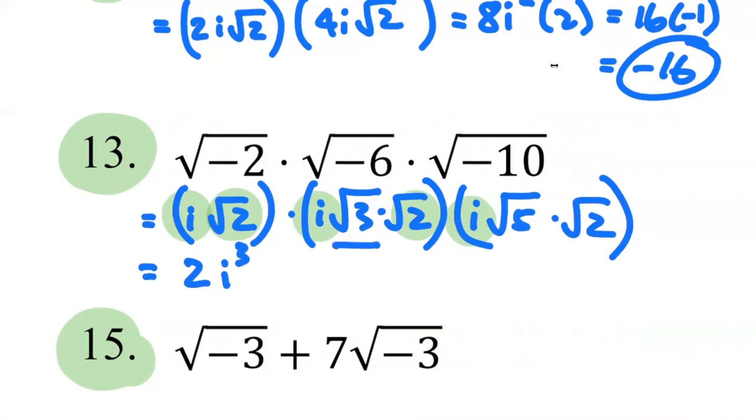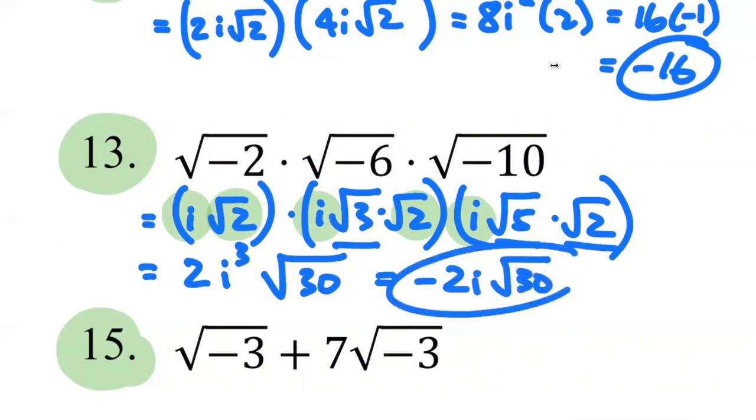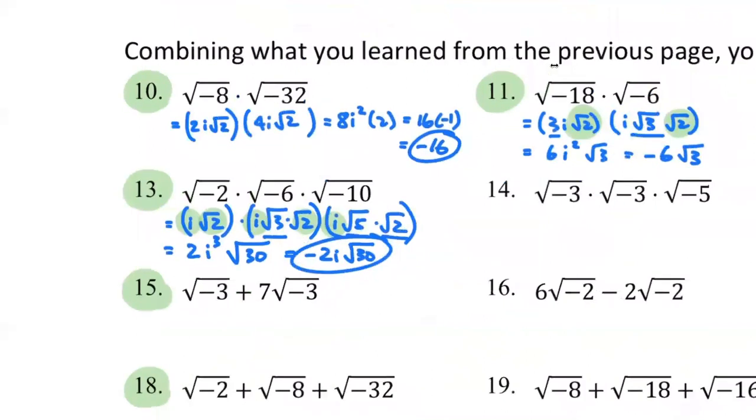And what's left? We have these 3 numbers left, and they are not going to make any kind of simplification anymore. So we can simply multiply them all together. Like 3 times 5, it's 15. 15 times 2 is 30, okay? And i cubed, it's -i. So you've got this as your final answer, -2i times square root of 30. Okay, that's your final answer right there.